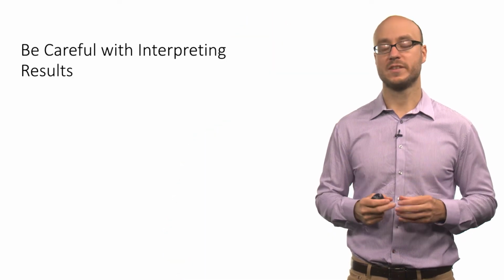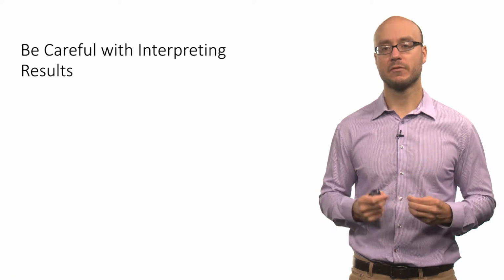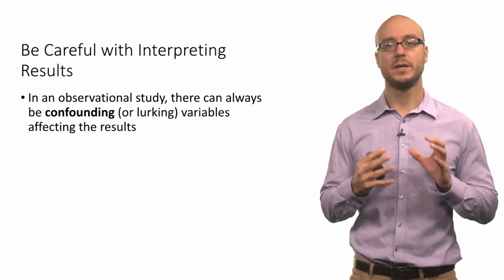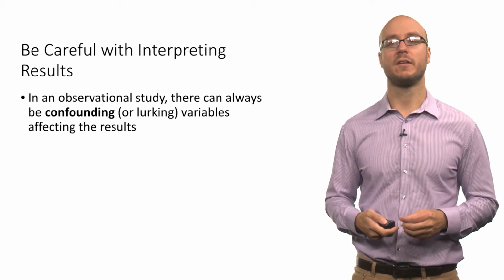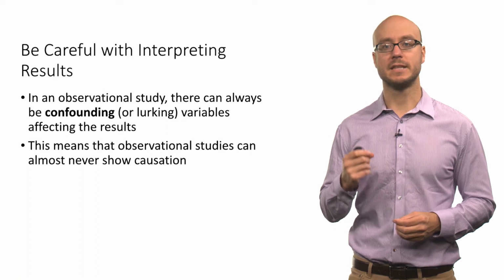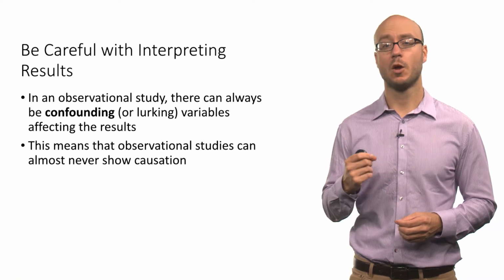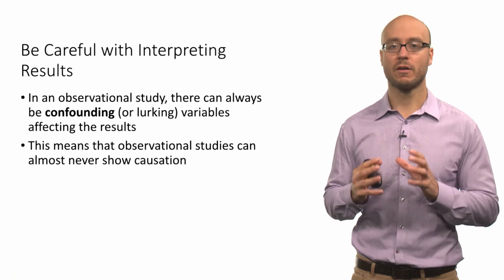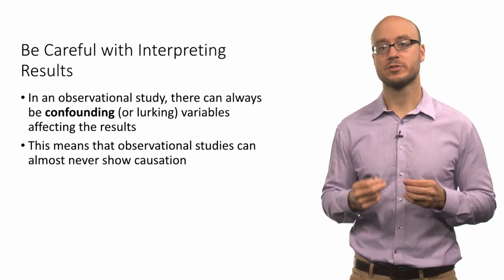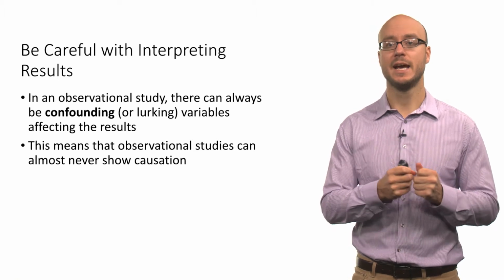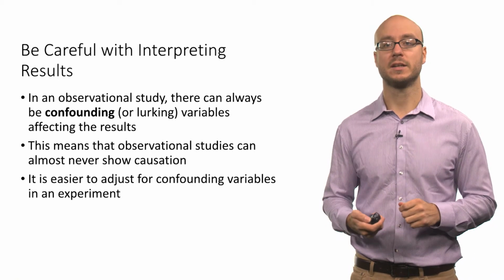One point about observational studies is that you need to be careful with interpreting the results. In an observational study, there can always be confounding or lurking variables affecting the results. What this means practically is that observational studies can rarely show causation. At the very least, it's very, very difficult, and it requires very strong assumptions about the world around us if you want to take an observational study and say something about cause and effect.